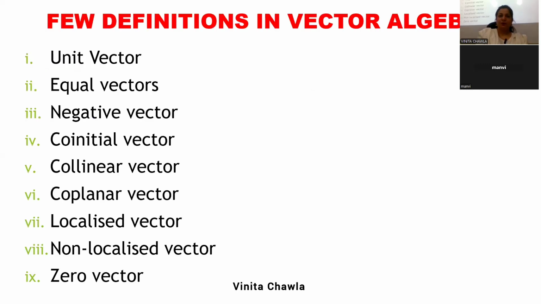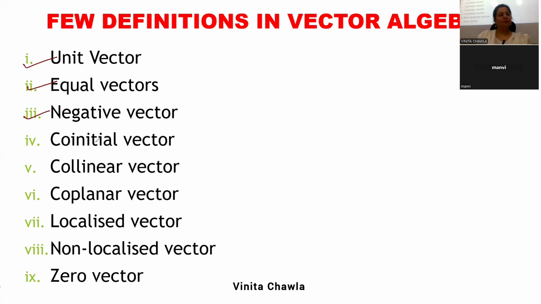Next. Now we have a list of vectors here. Out of these vectors, we have already discussed unit vectors, equal vectors, and negative vectors. Co-initial vectors we haven't done. Co-initial, co-linear, co-planar. So we have 3 co-vectors here. Co-initial means which have a common initial point, the same initial point. Same line, same plane, same initial point.